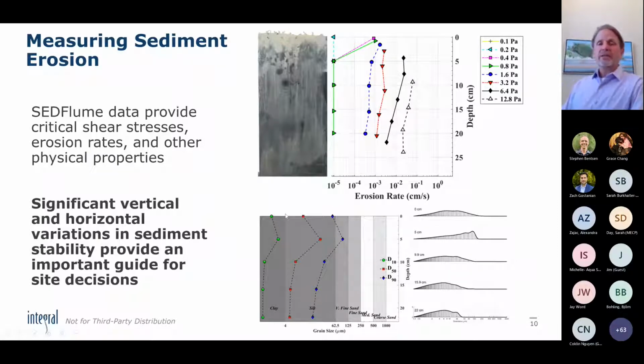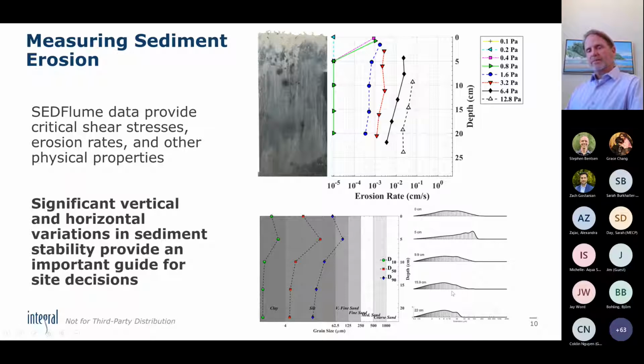Also, we get good data on density and particle size. Here's particle size. The red line is D50 or medium particle size. This particular core, you can see it's all silt, but there are some big changes, well, moderate changes in the core as we move down core. These are particle size profiles as well.